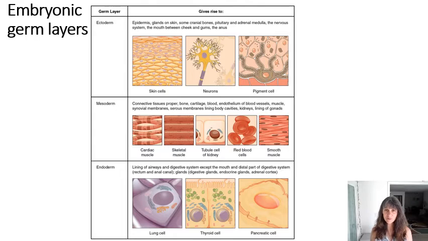The mesoderm will start to differentiate to become connective tissue proper, bone, cartilage, blood, the endothelium of blood vessels, which is the inner lining of blood vessels, muscle, synovial membranes, which line synovial cavities in synovial joints, serous membranes that line body cavities, as well as kidneys and the lining of gonads. The endoderm lines airways and the digestive system, except for the mouth and distal part of the digestive system, which includes the rectum and anal canal, and also will differentiate into digestive glands, endocrine glands, and the adrenal cortex, which is the outer portion of the adrenal gland.